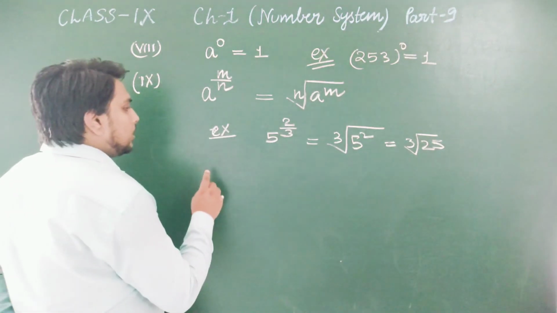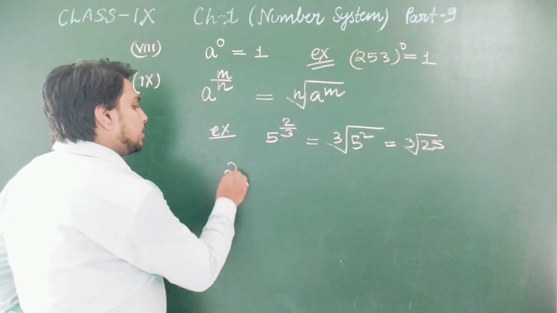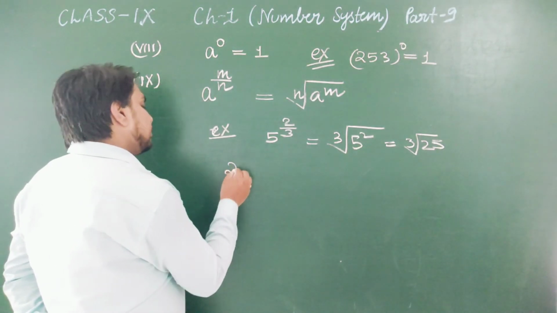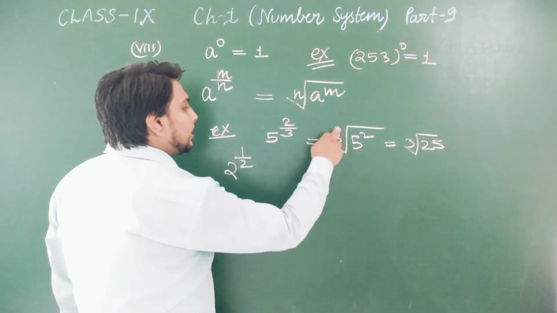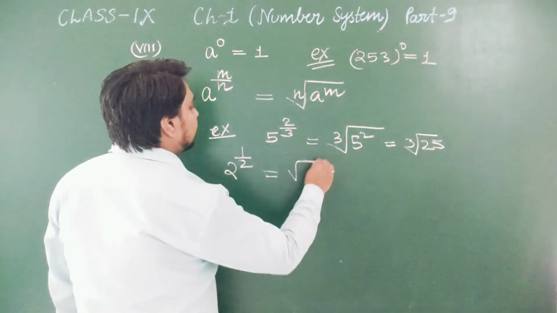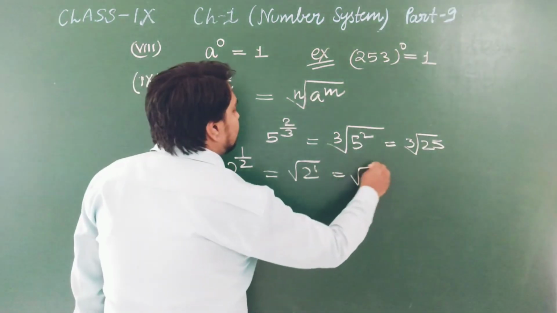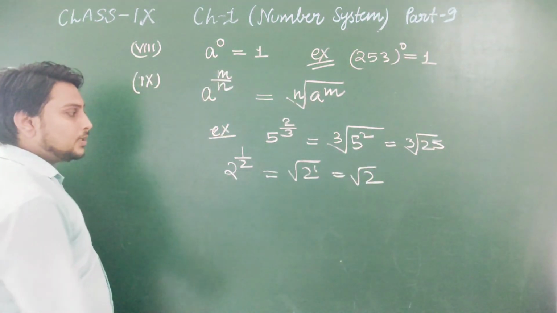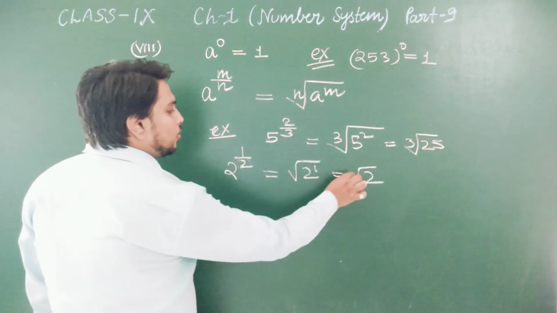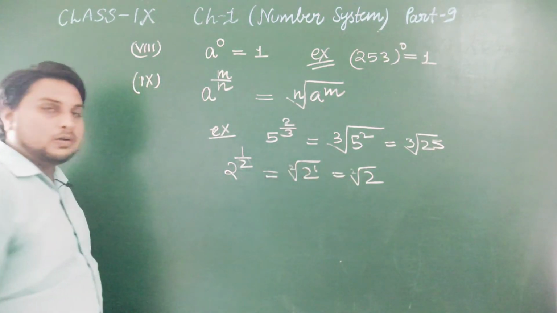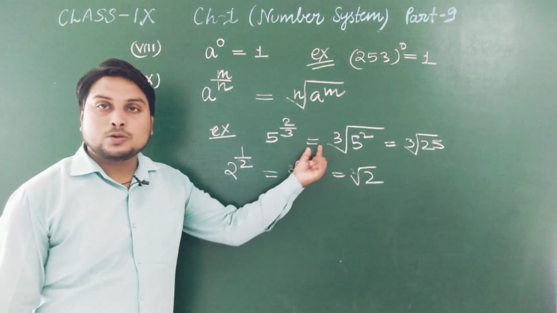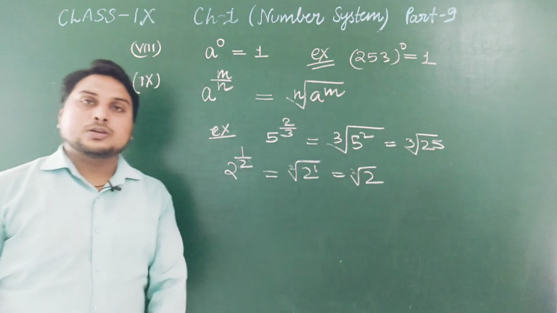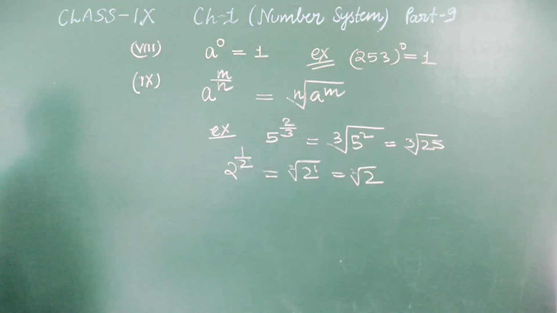Okay, only in the case of a square root, like if the number is 2 to the power 1 by 2, we do not write any number in the root. We can simply write it as under root 2. If there is 2 in the denominator, there is no need to write the 2, only in this case. Otherwise, you know very well that it is a square root, a cube root. In the same way we can write 4th root, 5th root, and so on. Okay, so these were the laws of exponents.